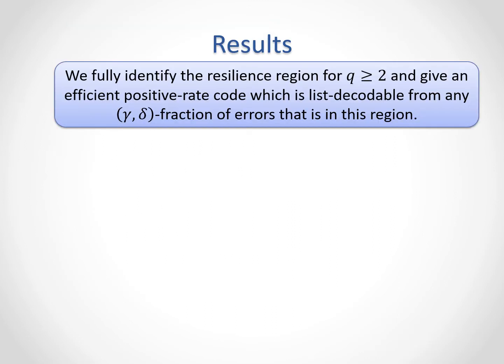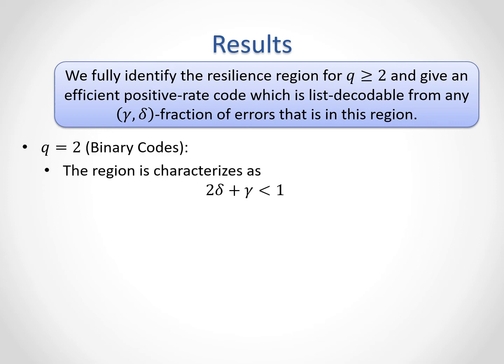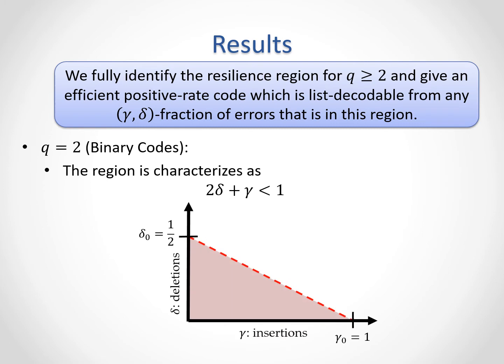In this work, we precisely identify the resilience region not only for binary codes, but also for codes over any alphabet of size q. In addition, we give explicit and efficient positive rate codes for this region. For binary codes, we show that the resilience region is equal to the area underneath the line that connects delta 0, which is equal to 1/2, and gamma 0, which is equal to 1. Note that 1 was the upper bound for gamma 0 that was obtained by the strategy that we proposed for the adversary in the previous slide.